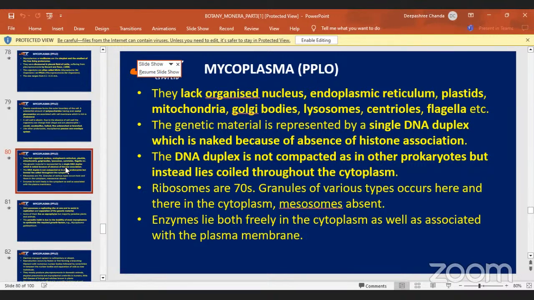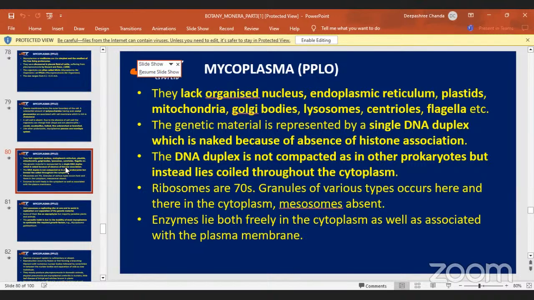The genetic material is represented by a single DNA, which is naked because of the absence of histone proteins. When you learn in further classes, you will come to know that our DNA is wrapped around histone. Why is it wrapped? Because the DNA is too long, it could cover the whole earth. That amount of DNA is present within a cell that can't be seen by our eyes, right? So that is the reason the DNA is always covered with histone.